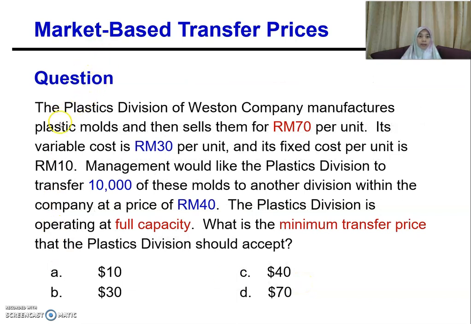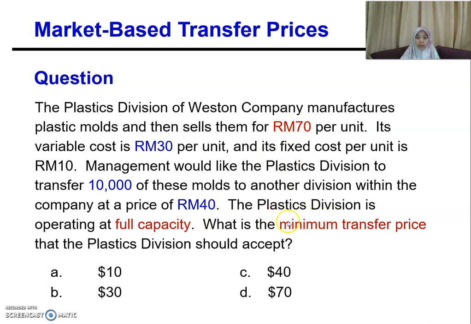For example, the plastics division of Western company manufactures plastic molds and sells them for 70 ringgit per unit. They sell outside for 70 ringgit per unit. Variable cost is 30, fixed cost per unit is 10. Management, that means the company as a whole, would like the plastics division to transfer 10,000 of these molds to another division within the company. The internal transfer is 40 ringgit. If you sell outside, the price is 70.